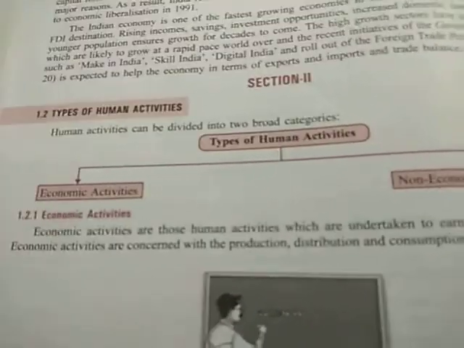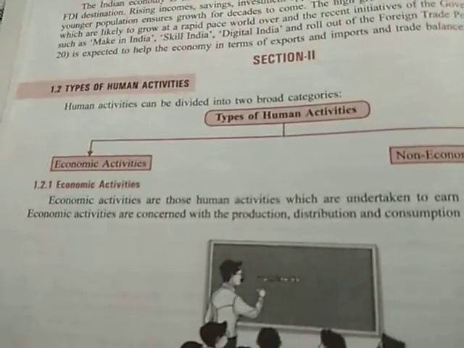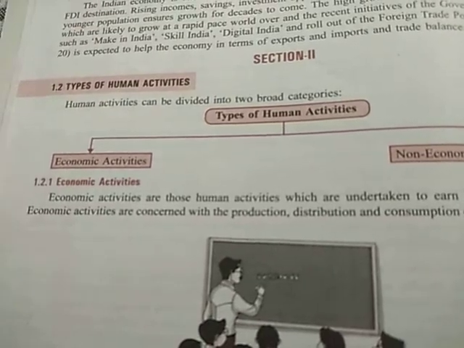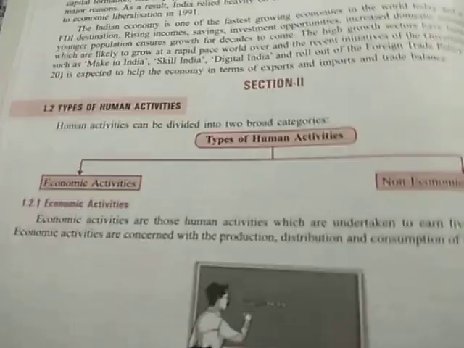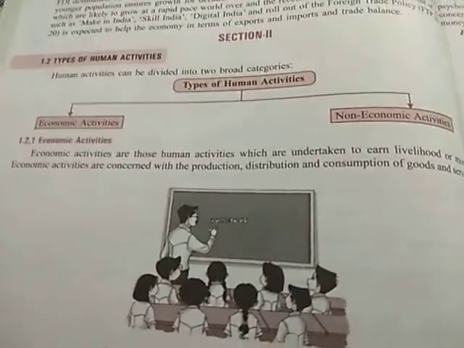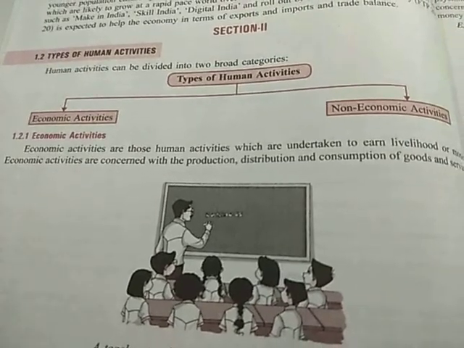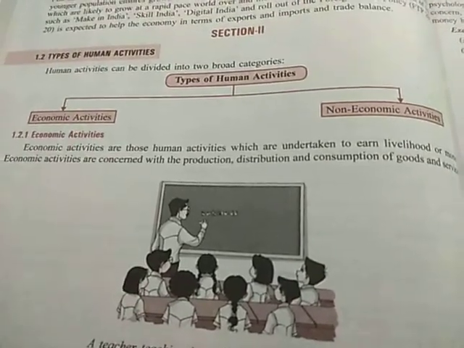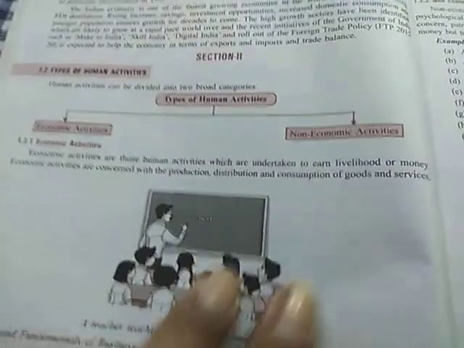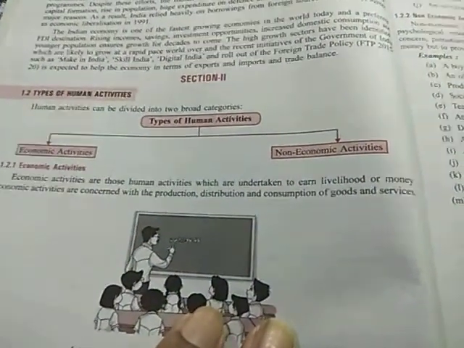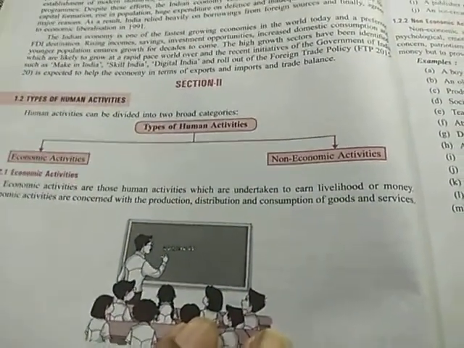Today we'll continue with section 2 of the same chapter, types of human activities. Human activities can be divided into two broad categories. Number 1, economic activities, and number 2, non-economic activities. Economic activities are those human activities which are undertaken to earn livelihood or money. Economic activities are concerned with the production, distribution and consumption of goods and services.